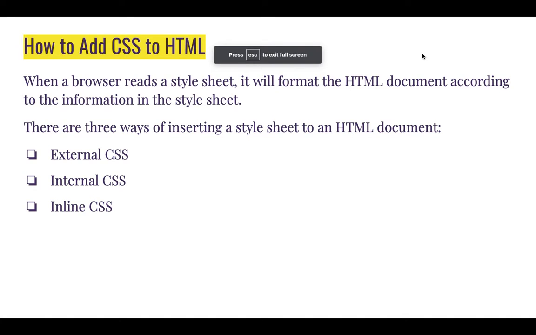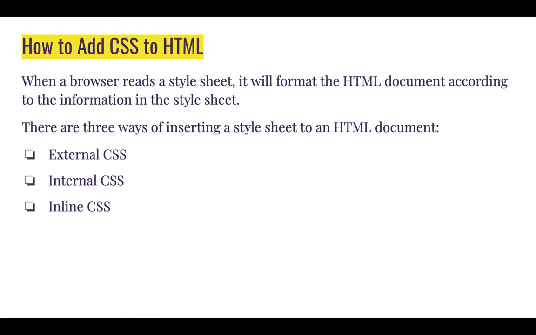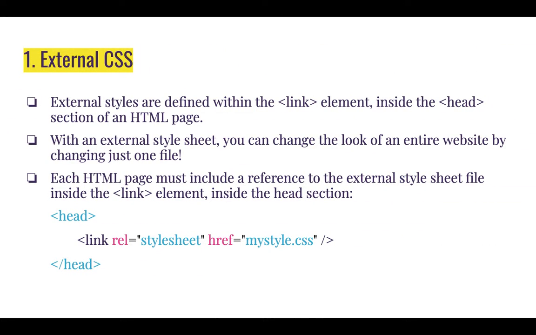When the browser reads a style sheet, it will format the HTML document according to the information in the style sheet. There are three ways of inserting a style sheet to an HTML document. The first way is using external CSS. The second way is by using internal CSS, and the third way is by using inline CSS. Let's look at the first method, which is by using external CSS.